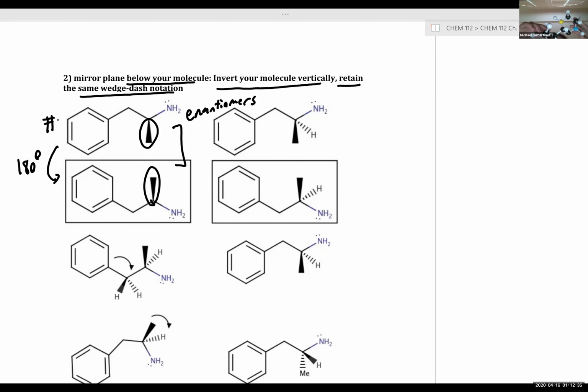Now, to help everyone visualize what's going on, I'm going to take this enantiomer and rotate it 180 degrees. Now that I've rotated 180 degrees, what do we notice about our methyl group? Is our methyl group still pointing out of the page? No. Now, is it pointing out or in? Into the page. Exactly right.